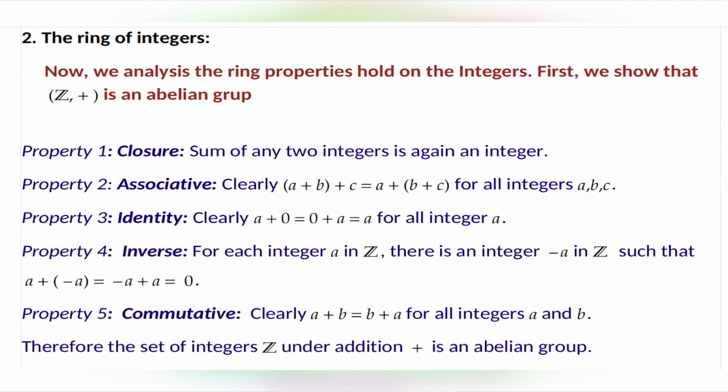identity. Clearly a plus 0 is equal to 0 plus a is equal to a for all integers a. The fourth property, inverse. For each integer a in Z, there is an integer minus a in Z such that a plus minus a is equal to minus a plus a is equal to 0. Next, see the fifth property. It is commutative. Clearly, a plus b is equal to b plus a for all integers a and b. The set of integers Z under addition is an abelian group.